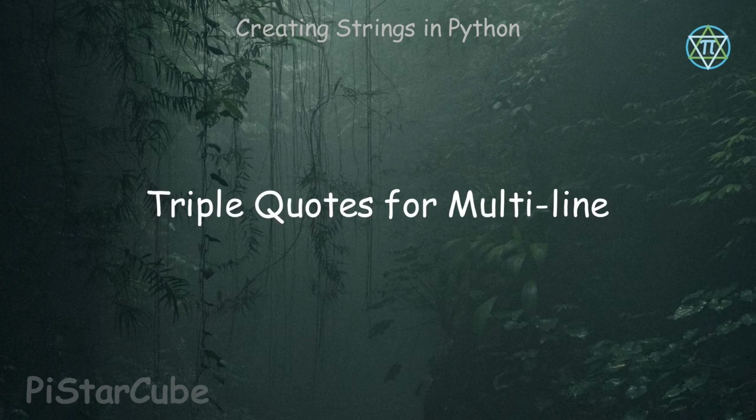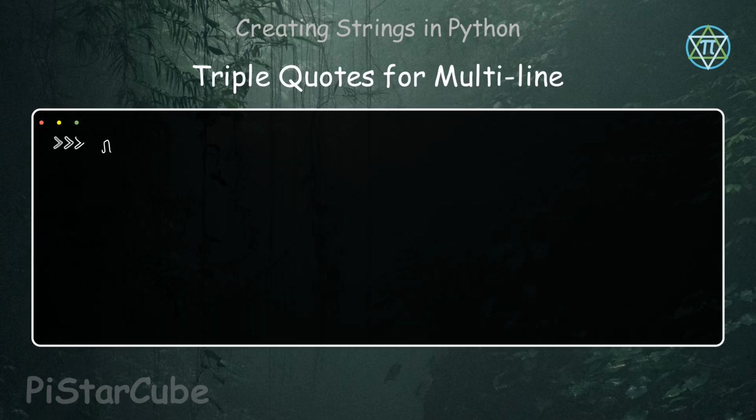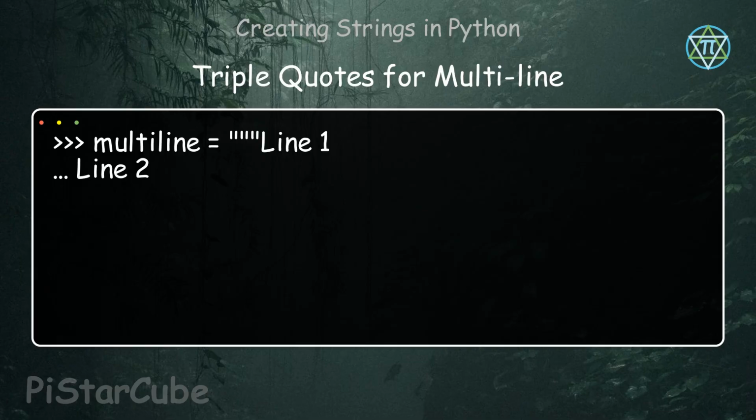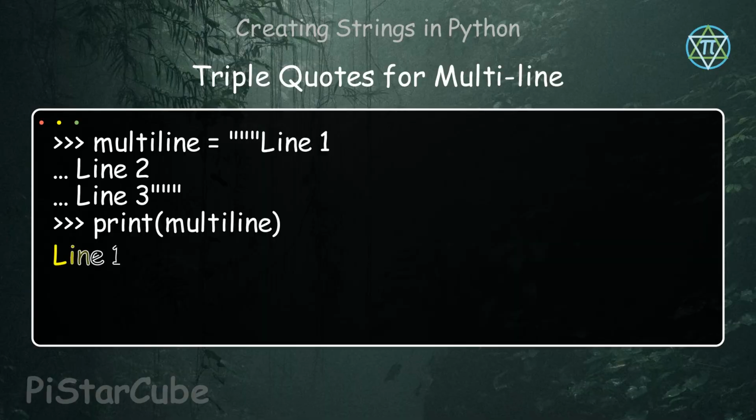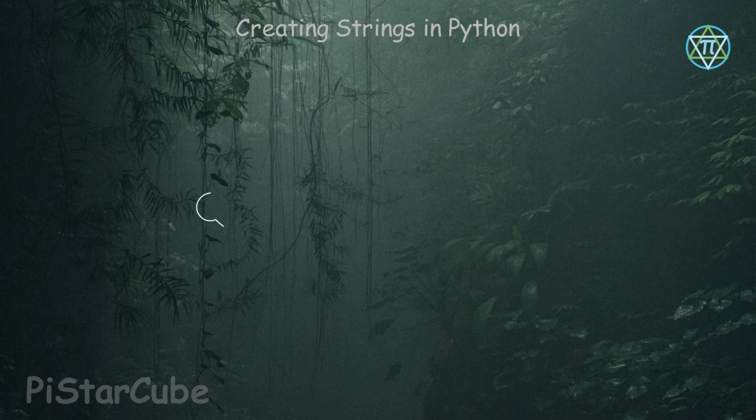Next, let's talk about triple quotes for multi-line strings. Sometimes your string needs to stretch across multiple lines, like a paragraph or a message. In Python, you can use triple quotes for that, either three double quotes or three single quotes. For example, we have multi_line equals triple quotes, then line 1, line 2, line 3, and we close the quotes. When you print it, Python keeps the line breaks just as you wrote them. Super handy for long text or nicely formatted messages.